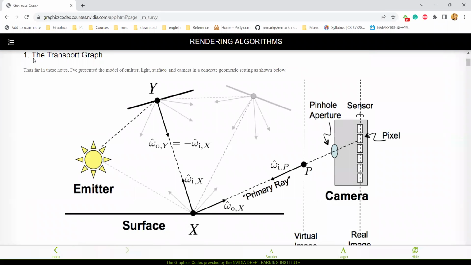The transport graph. So thus far in this note, I presented the model of emitters, light, surface, and camera in concrete geometry settings as shown below. Yeah, we have an emitter, some light source that hits some surface, and then bounces around until it hits the camera.